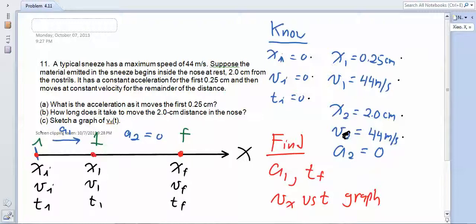So the first thing we want to do is to find the acceleration during the first part. Then we want to find out how long the material is actually in motion, so that's going to be the final time. And then we want to make a graph of the velocity versus time for this particular motion.